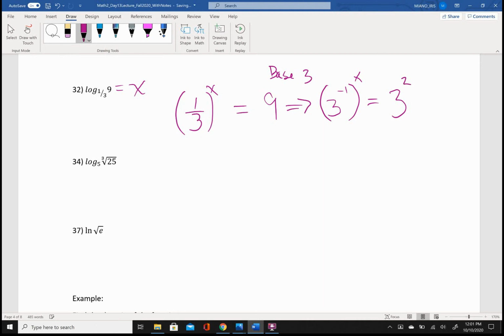You guys see where I'm going with this? Now I can multiply these exponents together a la power rule, and I'll get 3 to the -x power equals 3 squared. Now I have two exponential expressions on both sides of the equation with the same exact base. Slash away those bases, and that means -x is equal to 2, so therefore x equals -2.